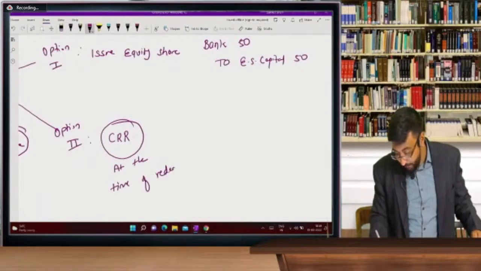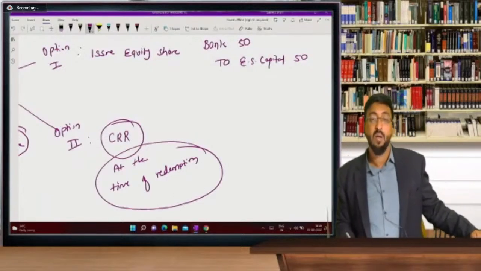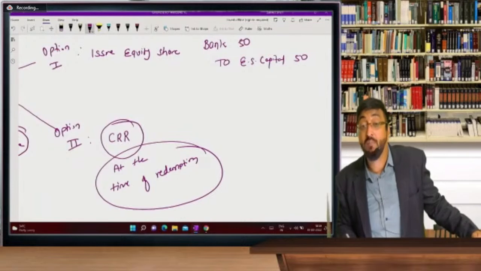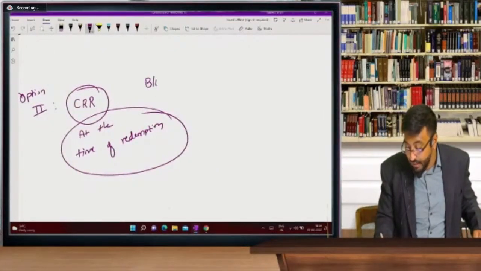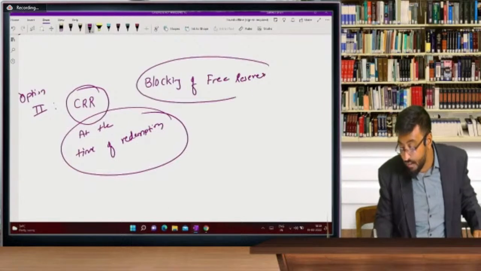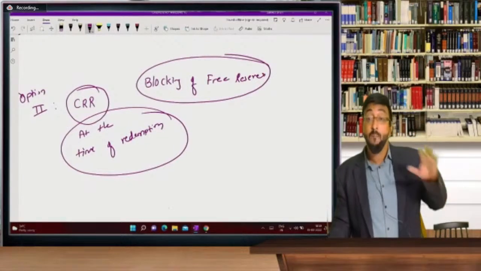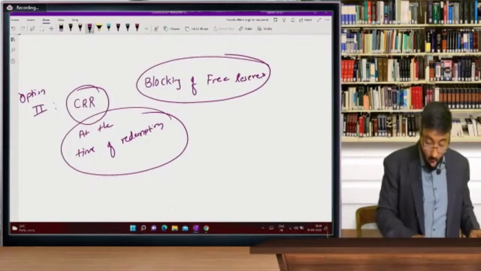At the time of redemption, we create CRR. What is the basic logic behind it? CRR means capital redemption reserve, which means blocking of free reserves. Now, this word "blocking" is not there in your study material. Block, freeze your free reserves.